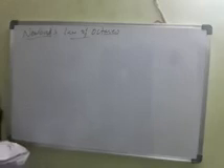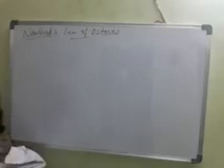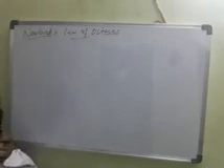This law also came to arrange the elements into a particular order, because Dobereiner's law failed. That's why the next law, Newlands' law of octaves, came. Today's topic: John Newlands was a British chemist.